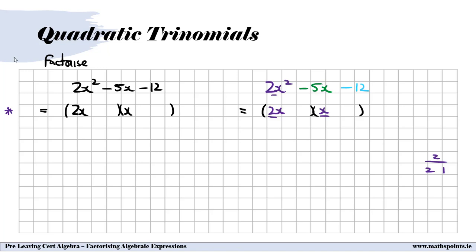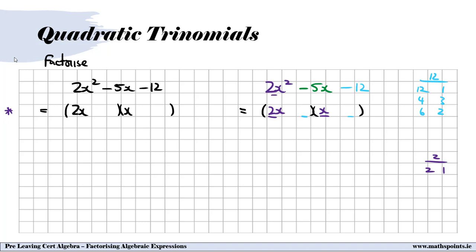The next thing I know is that the second term in each bracket has to multiply to give 12. And there's lots of things that could multiply to give 12. So I write 12 on the side, and I'm going to try 12 and 1. I'm going to try 4 and 3. I'm going to try 6 and 2. Some people will straight away know which combination of these numbers it's going to be.